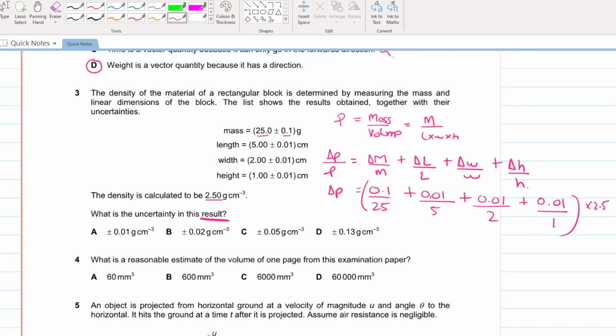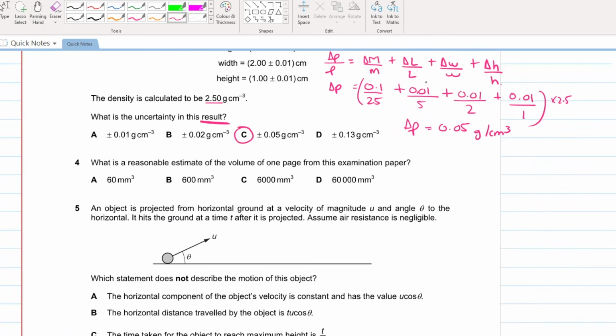Can any genius with a sound enough calculator tell me the answer to this? Any geniuses in the chat? क्या आएगा इसका आंसर? What is the uncertainty का answer? I am getting uncertainty का answer as 0.05.